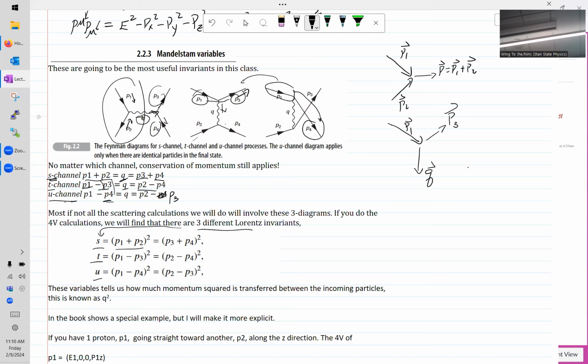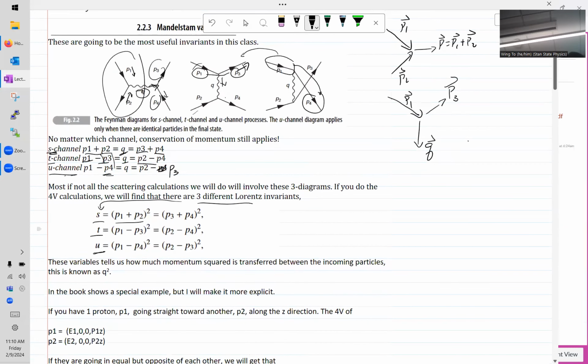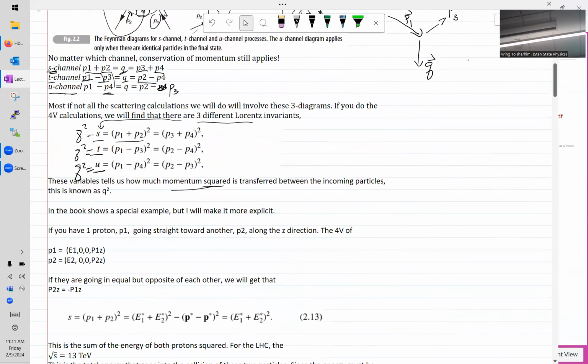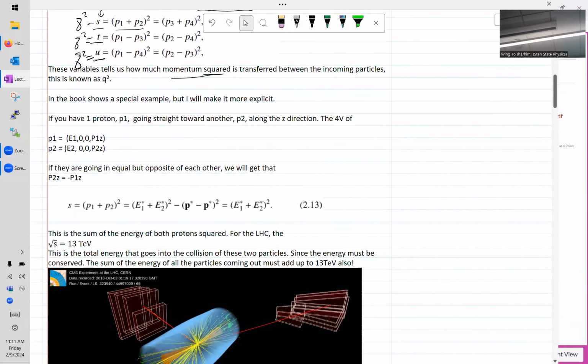Okay? And this basically tells you how much momentum squared, because all of this is basically just Q squared, depending on which one you're talking about. It's the momentum transfer between the particles. It's the momentum of whatever this particle is, most of the time probably a photon. So that'll give you the momentum of the photon exchanged between 2 particles. It could be a W, it could be a Z, whatever that is, okay?